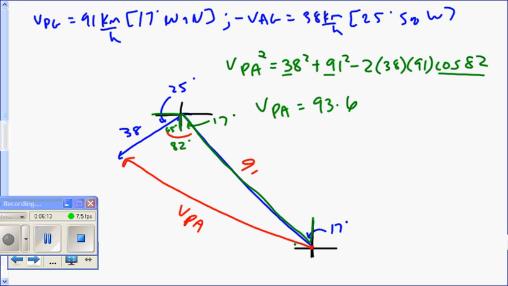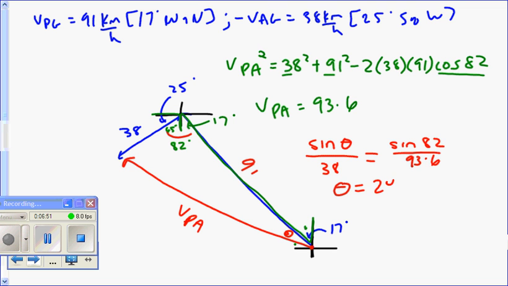And what will help us do that is, since we know that this angle right here is 17 degrees, if we can find this angle, this is called theta, this angle inside the triangle, then theta plus 17, if I added those up and took them away from 90, I should end up with 49 down here. That's the goal. So let's first solve for theta, where sine theta over 38 equals sine of 82 over 96. And if you solve for theta, you will get 24 degrees. I'll leave that for you to do on your own.